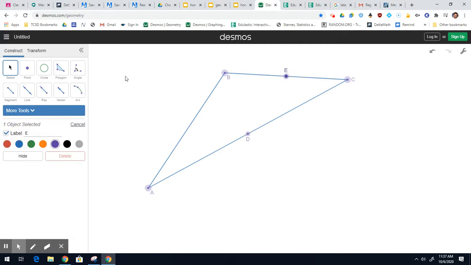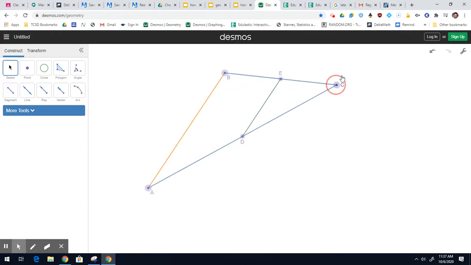Let's connect D and E together with a segment, and I'll color it a different color just because I can. Green is my favorite color. So there's your mid-segment. That means AB, let's color it orange, is the third side. So two things. Number one, it should be parallel. If I move C at all, because I constructed this, they should remain looking parallel.